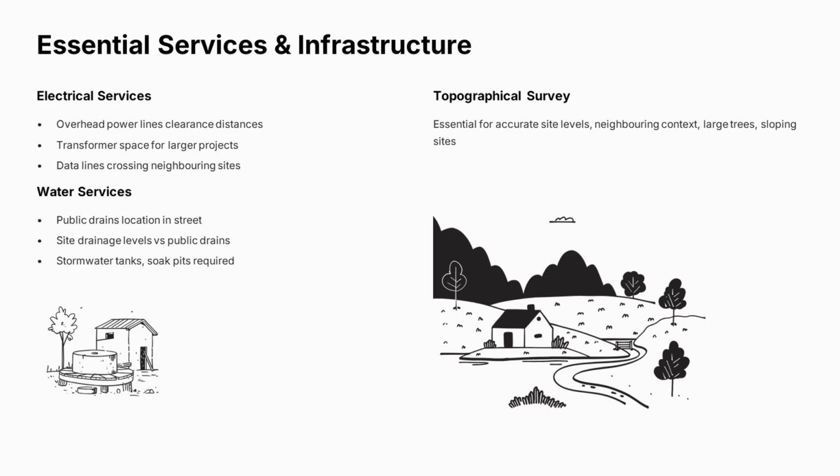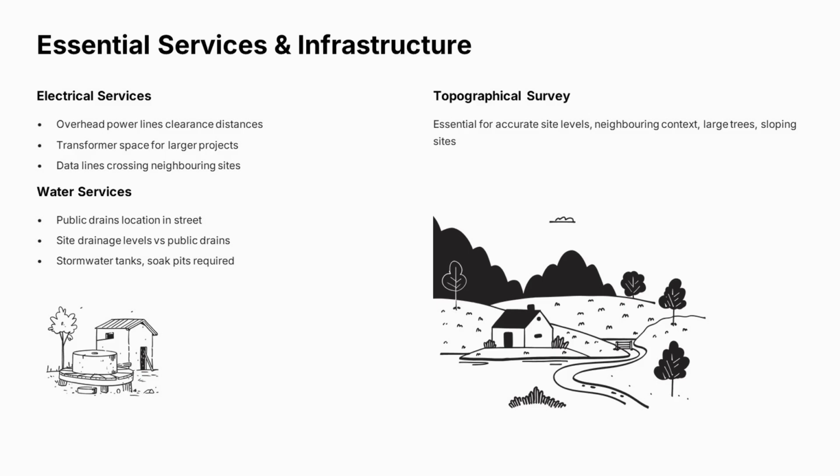Next are the electrical services. It's important to check these early on because they can have a big impact. Look for the overhead power lines and power poles, including data lines. There are minimum clearances you need to allow for, and sometimes overhead power lines can also cross neighboring sites. On larger projects, you may also need space for an electrical transformer. That's if the street supply isn't strong enough for your development, so it's something very important to understand early on.